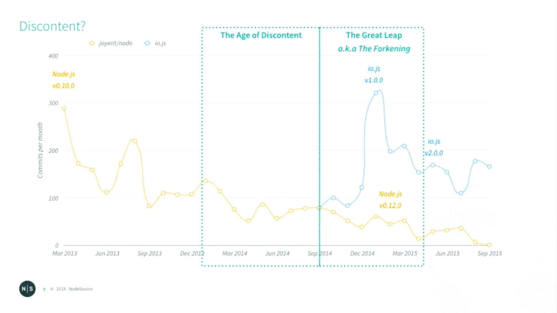So, Discontent. I want to justify this and talk a bit further about why people were not content with where Node was, because it might sound a little bit childish. This graph doesn't say everything, but it's a good proxy for the issues that people were concerned about. It's the number of commits to the Node core per month. And Node version 0.10, at the beginning of 2013, was actually the peak of Node activity in terms of commits per month. You can graph it all the way back, and that's the peak.